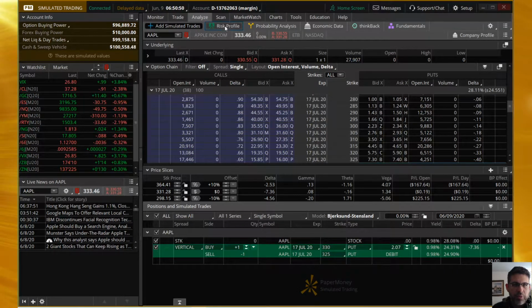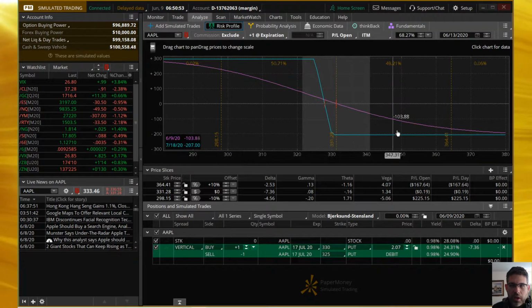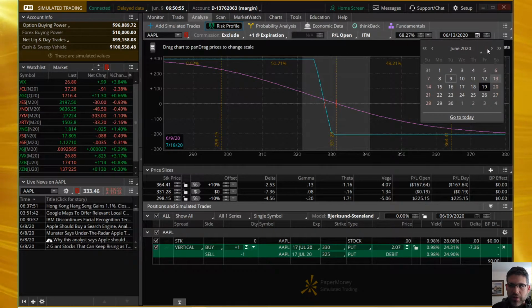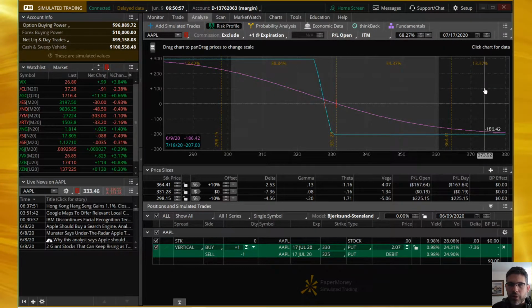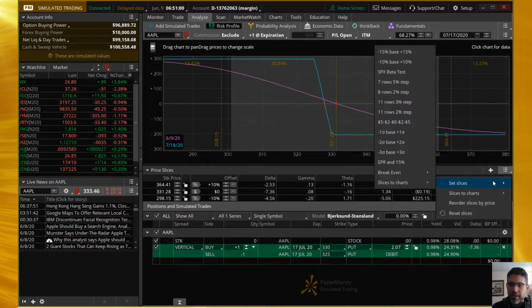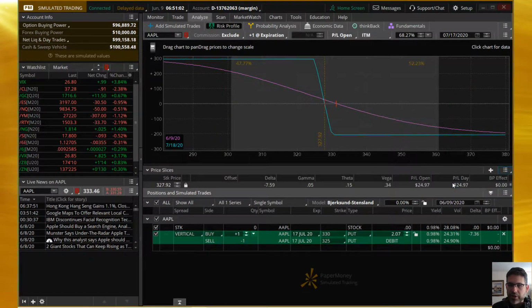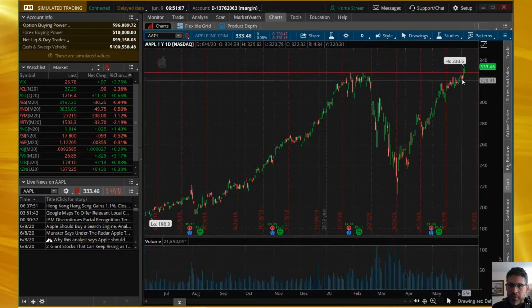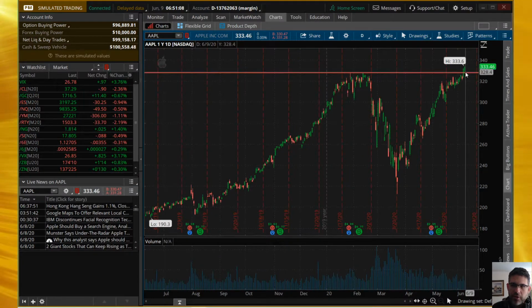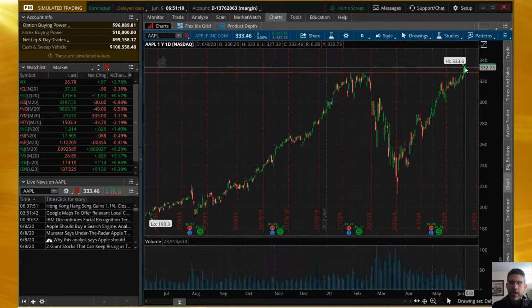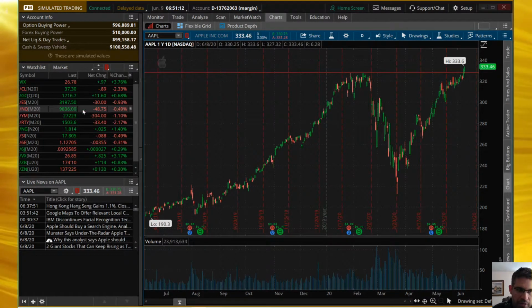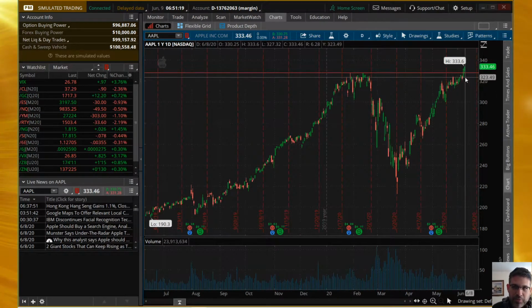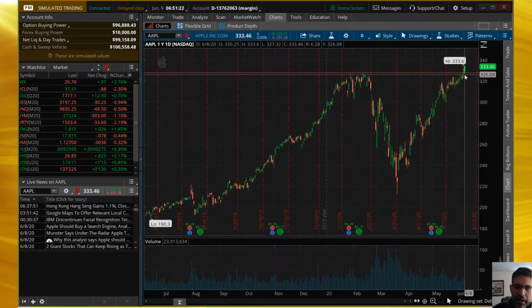So let's hit this risk profile and take a look here at Apple. And I'm going to set the expiration to the correct date. Wouldn't that be nice if it did it for you? And then I'm going to set my slices to break even at expiration. And I'm going to set those slices to the chart. So we can see here, we'd like Apple to cross this line, right? And let's take a look over at the futures. It looks like NASDAQ is headed down a little bit, which might drag Apple down with it. But of course, it doesn't have to. Apple can continue to ride the express train up here, right?